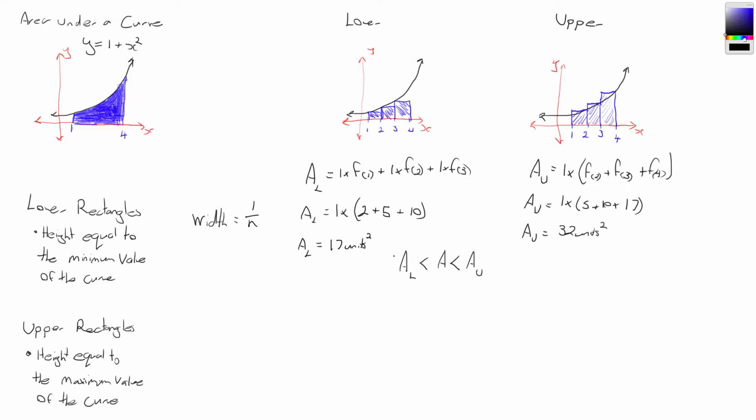It's not very accurate at the moment, considering that 17 units squared, if you almost double it, you get 32. Well, if you double it, you get 34, so it's only 2 squared units off. So how do we make this more and more accurate? Well, what we do is we make these rectangles smaller and smaller and smaller, the width of them.